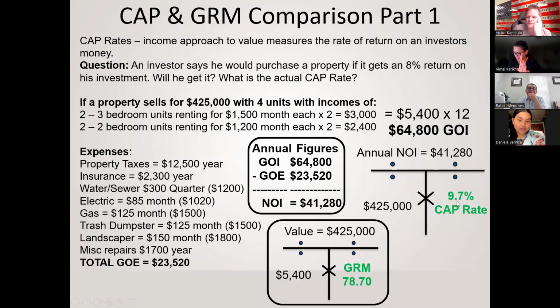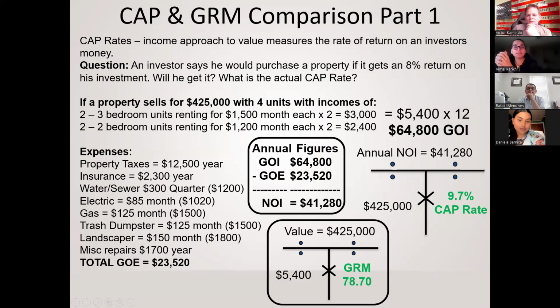So this property is going to make this guy a lot of money. 9.7% return on your investment. That's a lot. High yield savings accounts aren't even paying that. They're only paying about 4.25% right now, I think. So that's pretty good. That's double that.